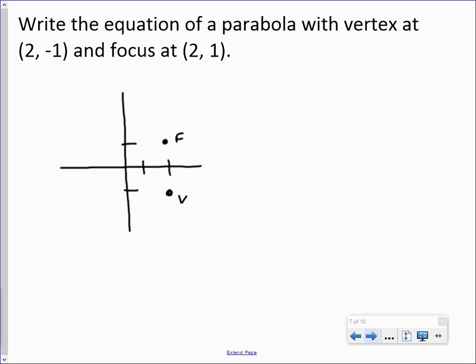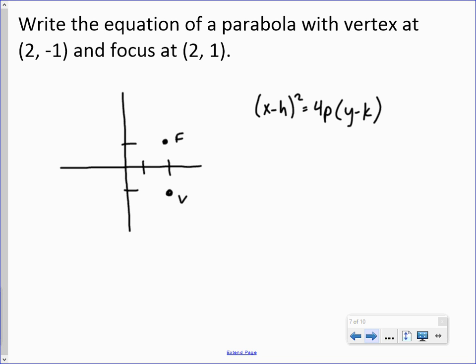Okay, so help me out. Just shout out some things that you know about this parabola. It's an x squared. How do you know that it's an x squared? Okay, the lineup of the focus and the vertex. They're lining up on a vertical line. Remember, the focus is always on the axis of symmetry. So it has a vertical axis of symmetry. It must be opening up or down. Okay, good. What else do you know?